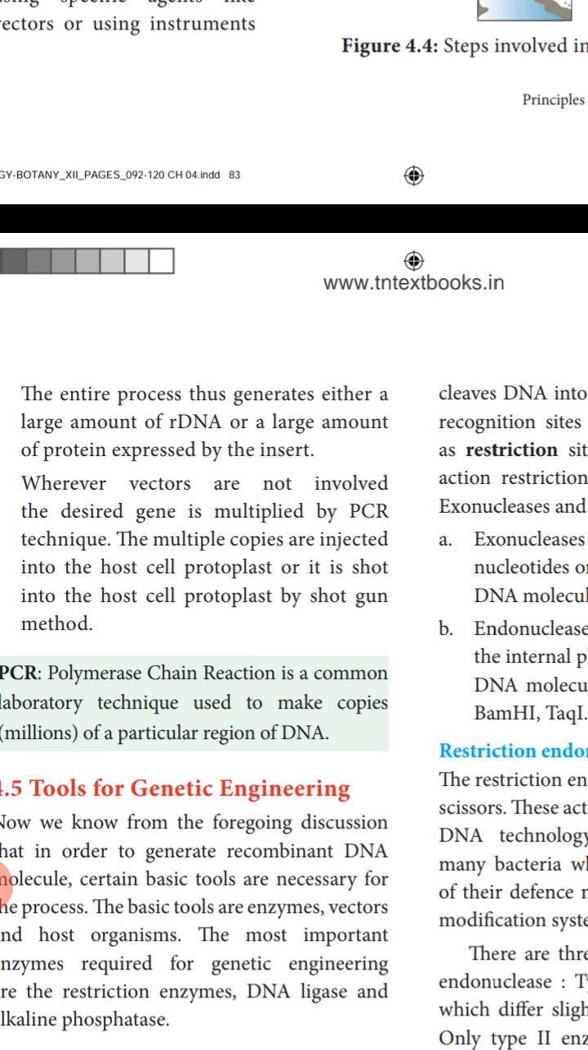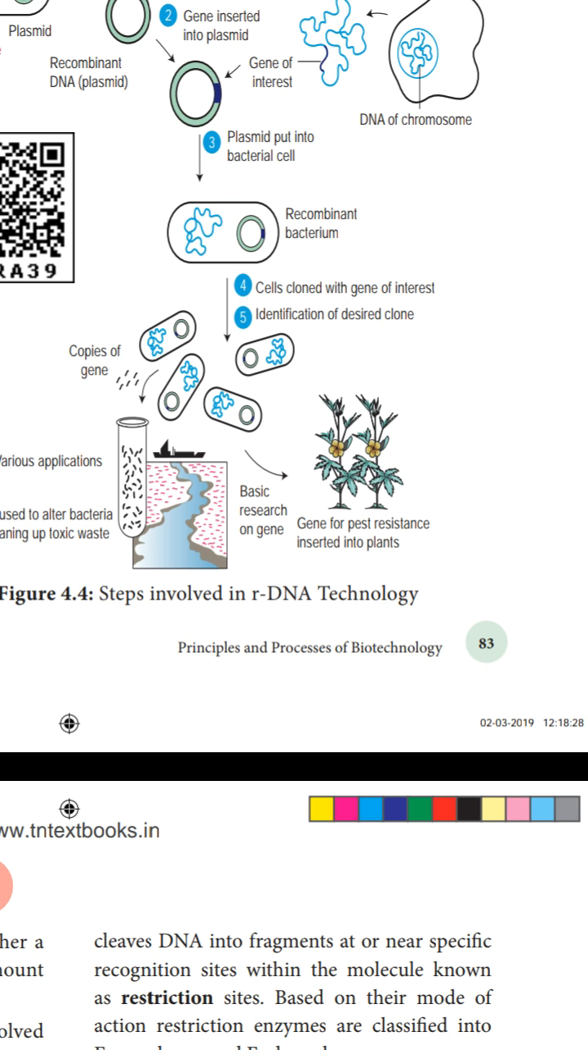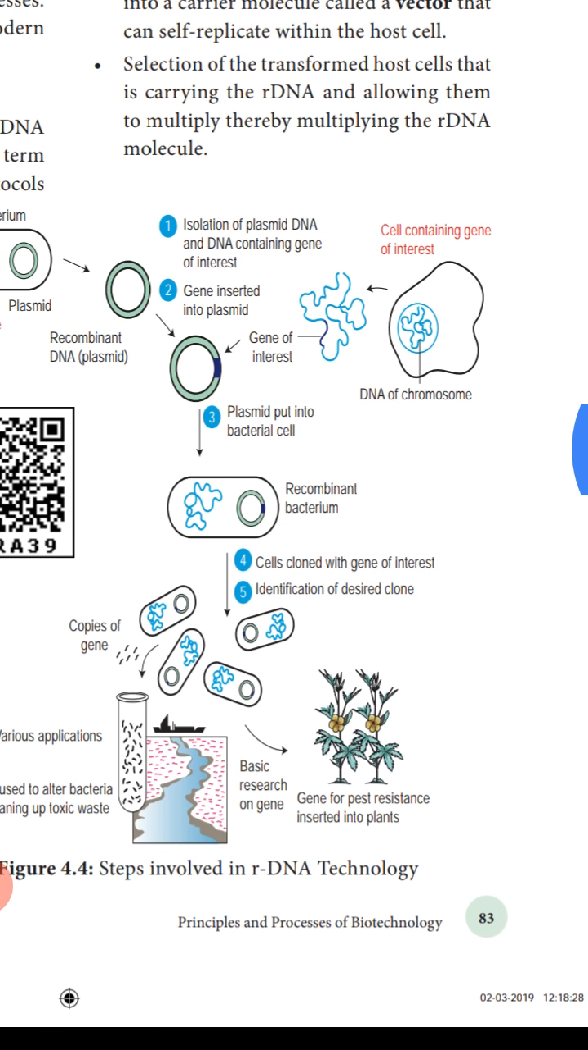Sometimes this technique is not possible, the insertion of the gene with the help of a vector is not possible, so we follow the PCR method. By the PCR method, a particular DNA sequence is allowed to multiply and copies are produced. That particular copy is then injected directly into the host with the help of some instrument. So here you can see the diagrammatic representation of the steps involved in recombinant DNA technology.